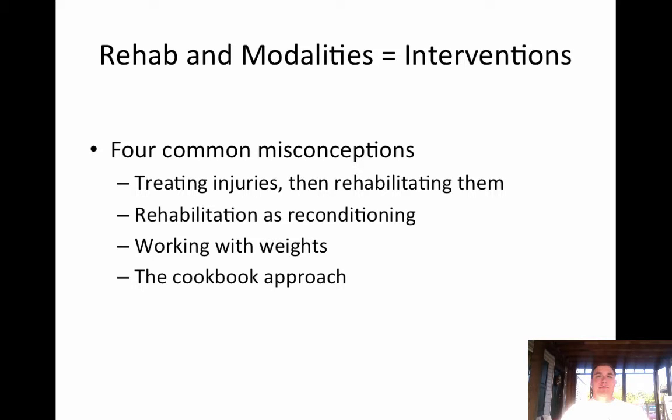Rehab plus modalities equals interventions. Our book talks about 4 basic misconceptions that there are out there, that you treat injuries and then you rehab them. Well, no. So you have your star basketball player that sprained their ankle tonight at basketball practice, and their next game's tomorrow. Well, you don't treat that injury on the court and then you rehab them.